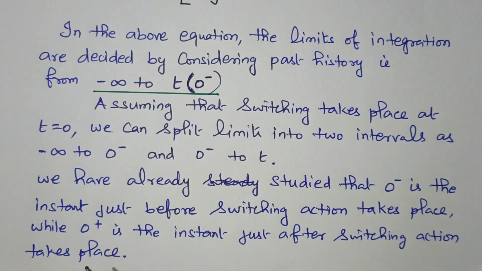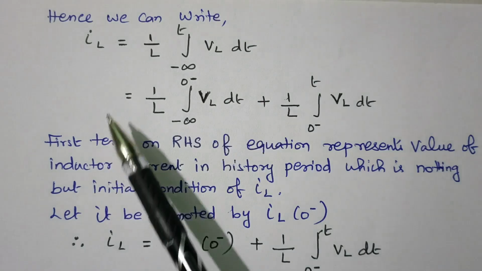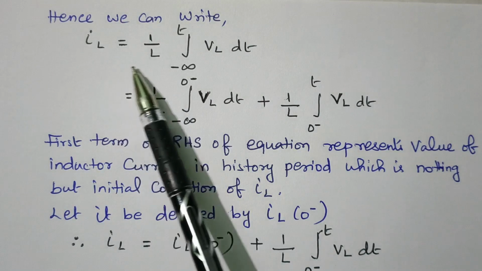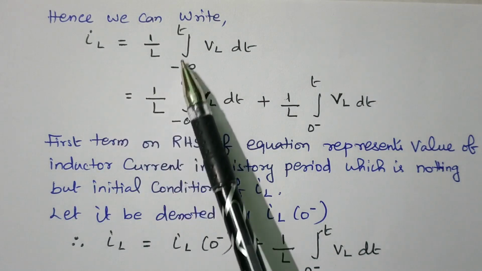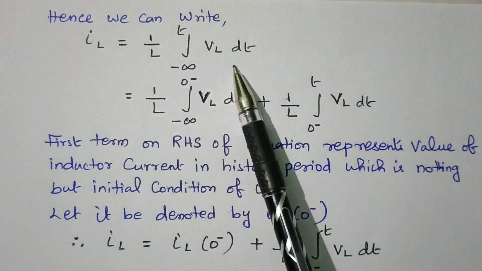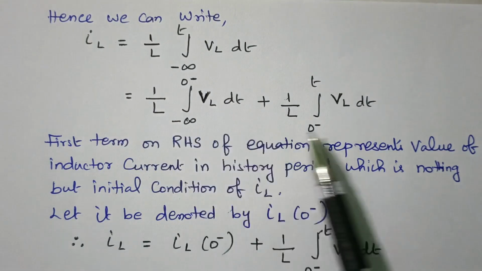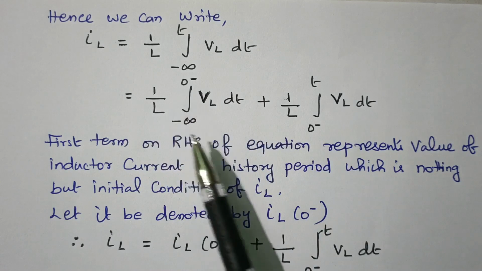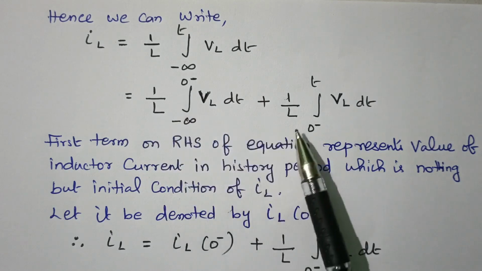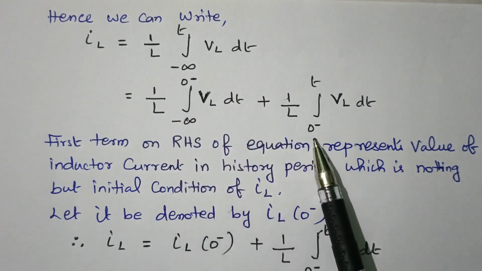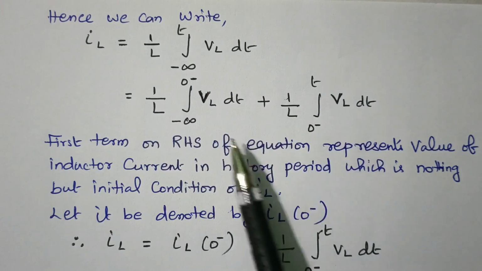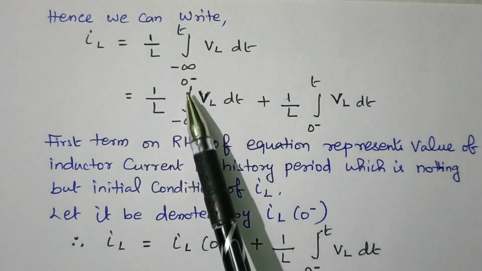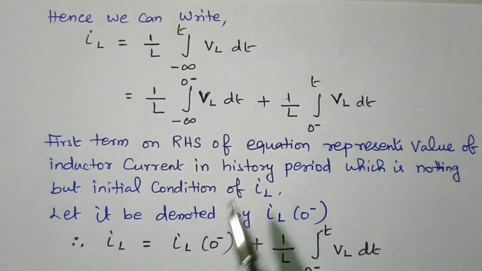Now we'll see the equation. What happened to the current equation? Hence we can write IL equal to 1 by L integral from minus infinity to t of VL dt. Now that is split into two: 1 by L integral from minus infinity to 0 minus of VL dt, plus 1 by L integral from 0 minus to t of VL dt.